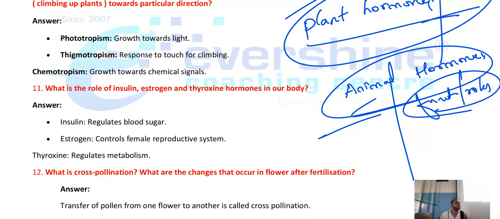What is the role or what is the function? Both are same. Understood? Insulin regulates blood sugar. Estrogen controls the female reproductive system. Thyroxine regulates metabolic activities. Understood? They can ask you about the pancreas also. Remember, please write the names of all the animal hormones and remember their respective functions.